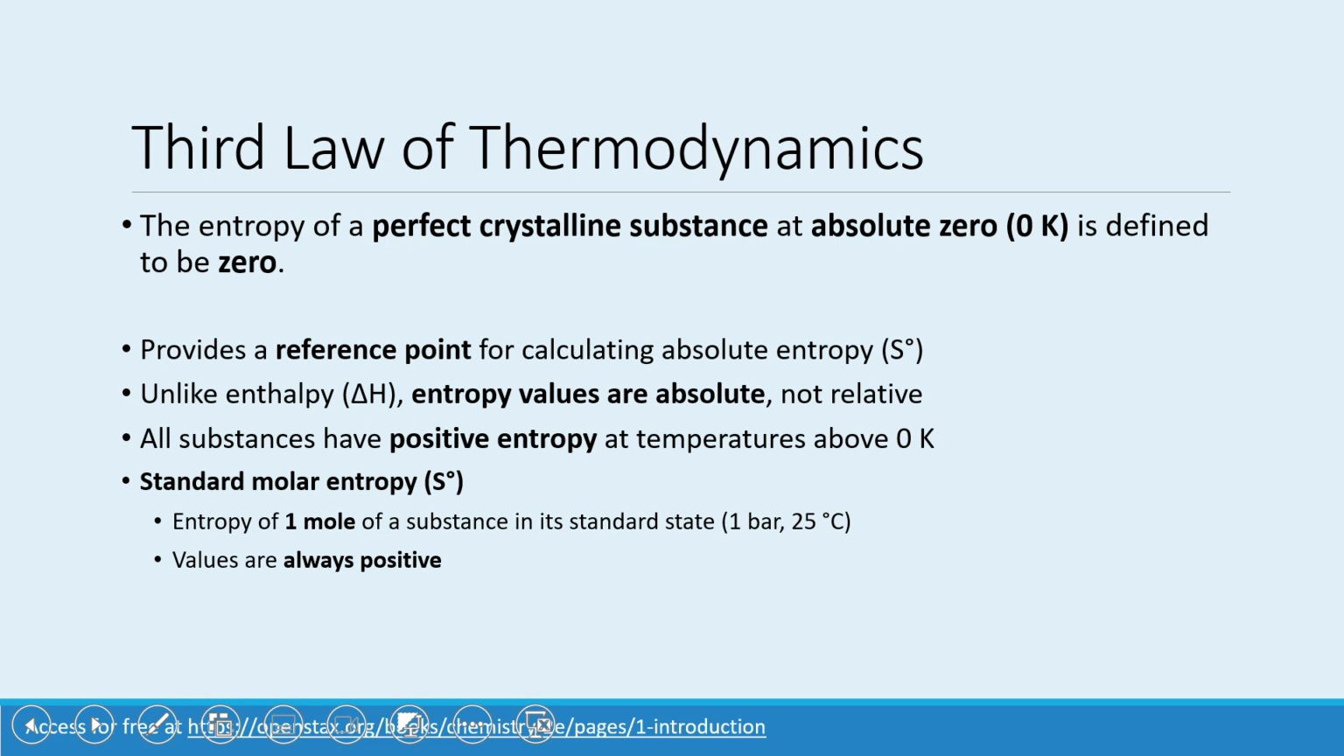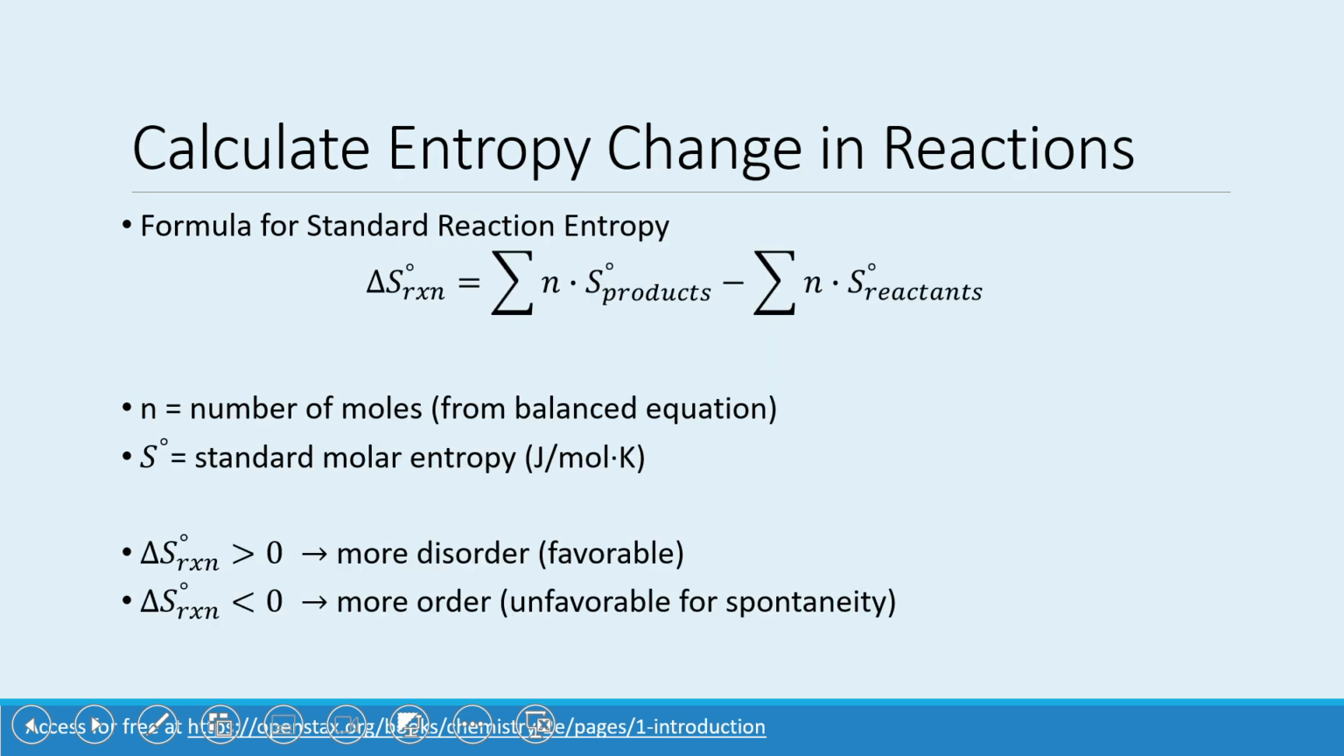So unlike delta H, entropy values are absolute, they're not relative. And so again, when you look at those tables, you'll see the delta symbol in front of your H's and in front of your G's. We'll talk about free energy later, but you won't see a delta symbol in front of your entropy values. Okay, and just like enthalpy, your standard molar entropies are going to be 1 mole of a substance in its standard state. So 1 bar and 25 degrees Celsius.